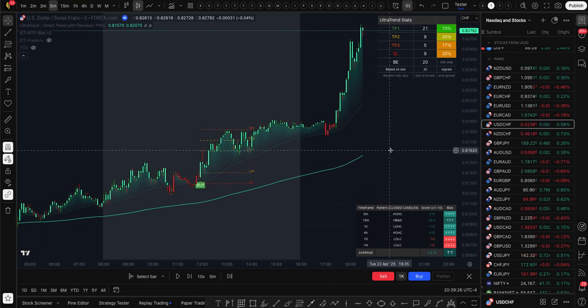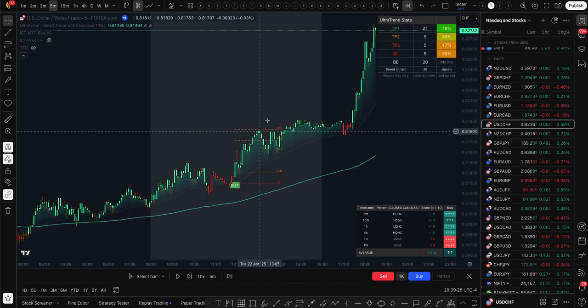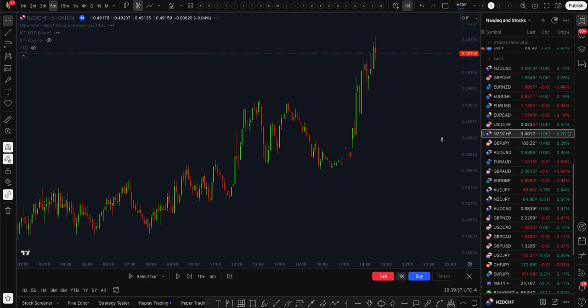USD CHF, wow, we were trending a lot today. And another nice buy right here, for sure. Beautiful. 70%, yes. So nice push right there, USD CHF.